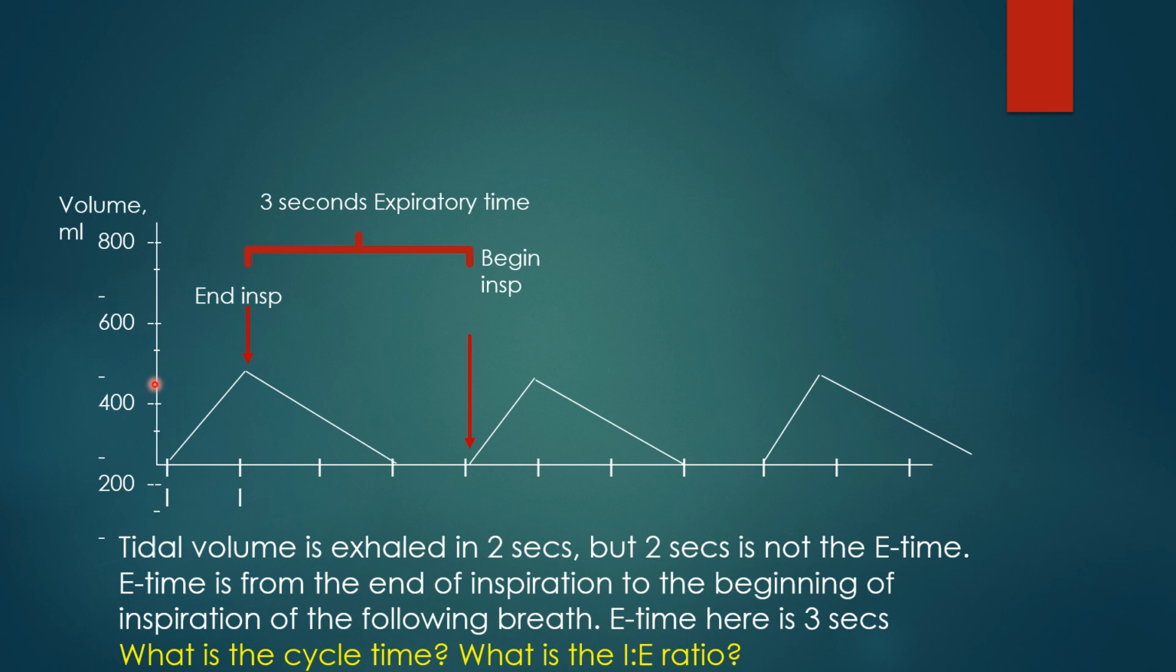One might think that the expiratory time is 2 seconds because you see here the air goes in 1 second and the patient finishes exhaling in 2 seconds. However, there's a little bit of a pause before the next breath. And so this is all counted as part of expiratory time. So the expiratory time here is 1 to 3 seconds. So the IE ratio is 1 to 3.